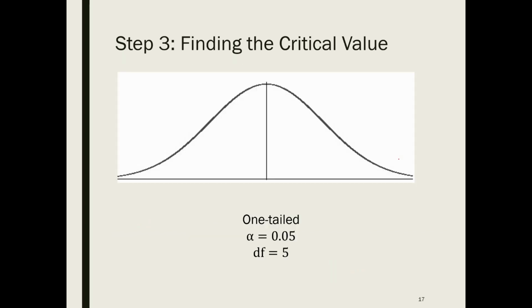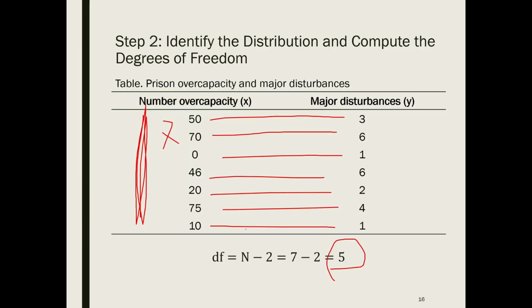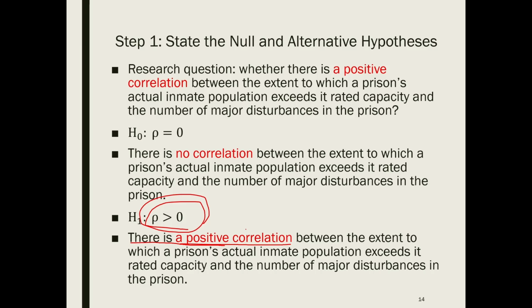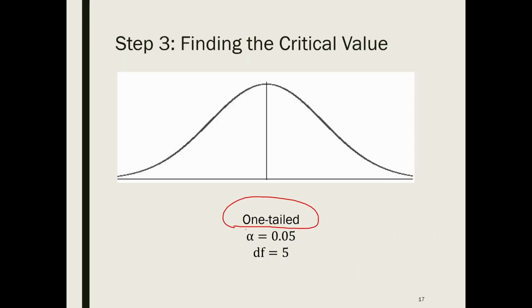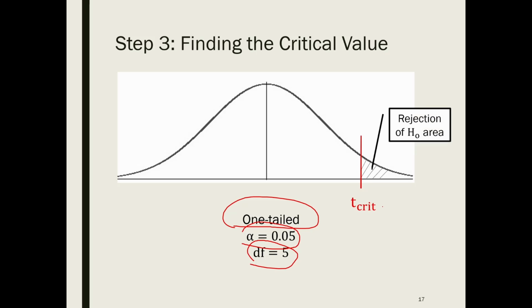So find the critical value. It's the same idea as what we do in the t-test. For this example, it is one-tailed, right? We say it's just larger than 0. It's a positive correlation. So it is a one-tailed alpha level, let's say 0.05, and the degree of freedom based on our calculation is 5. It goes to the positive side, right? I don't have to repeat this because you should all be very familiar with it.